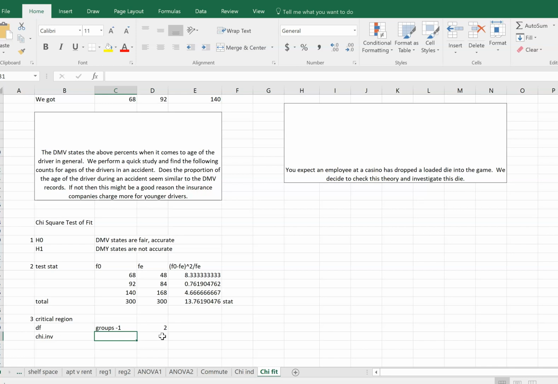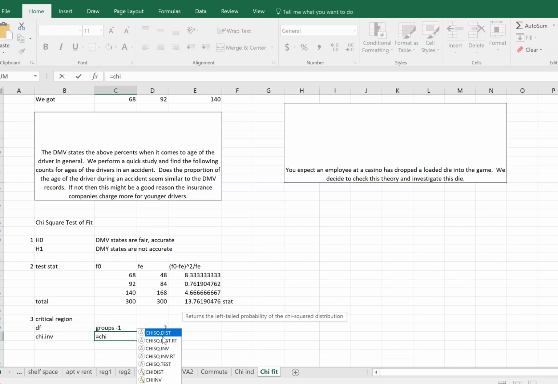If this is a normal, I do the norm S inverse. If this is a T, I do the T inverse. Because we're dealing with the chi distribution, and I guess I wrote it wrong, they've changed it, the chi-squared dot inverse. That's the one I want. I was looking at an older version right there. But this chi-squared dot inverse is asking for probability.